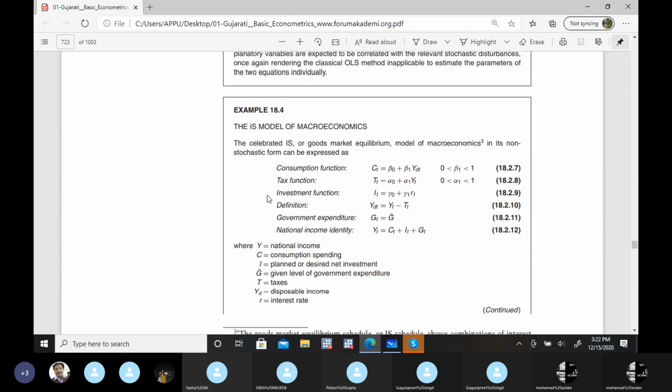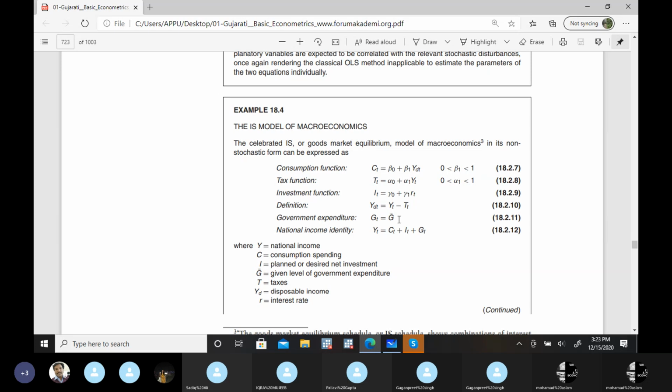Now, consumption depends upon income, then tax is a function of income, investment is a function of the rate of interest, then disposable income is the gap between actual income minus taxes, then government expenditure is some constant term, then the national income identity equation is national income equals consumption plus investment plus government expenditure, if it's a closed economy model. So if we run all these equations simultaneously, then the first thing is, can we apply OLS here?